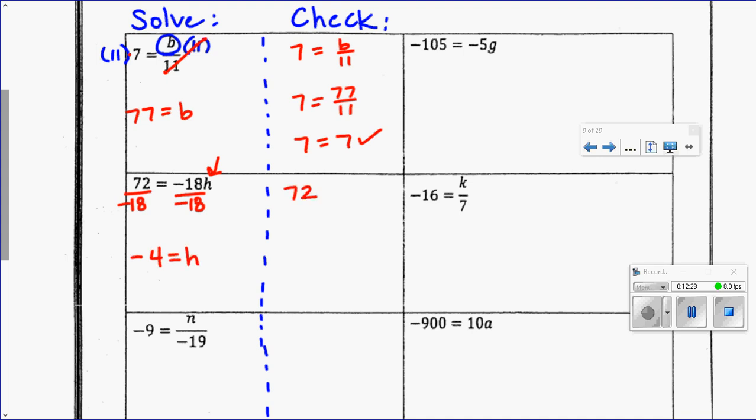And if I do the check, forgetting to box my answers here. If I do the check, I know that a negative number times a negative number will give me a positive answer, and it gives me positive 72. Okay, very good.